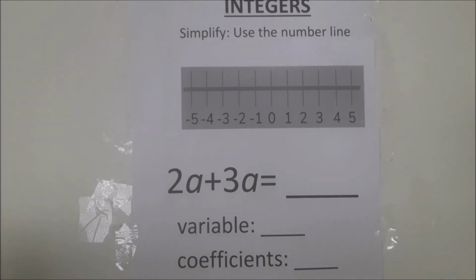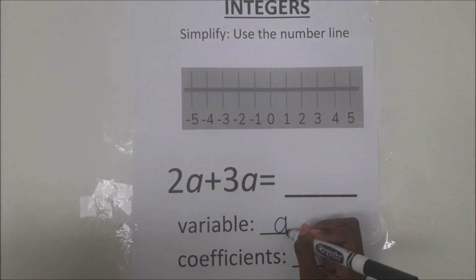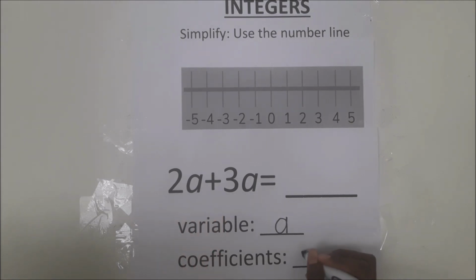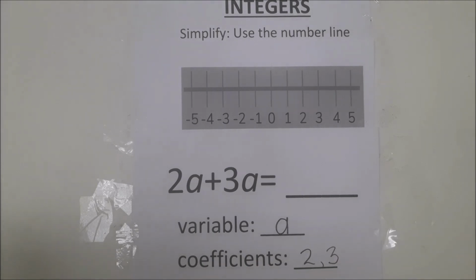Okay, now we're going to move to some expressions. Read what I have, Raphael. 2a plus 3a. Now we are adding a's. What is the variable? A. A will be the variable. So write A there. What are the coefficients? 2 and 3. So put 2 comma 3. The coefficients are what we're going to have to look at to work this out.